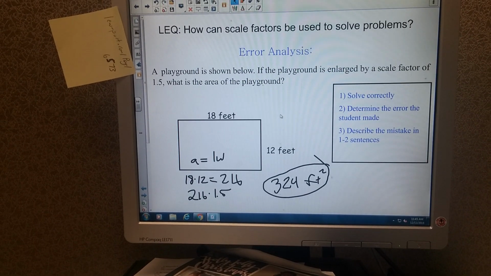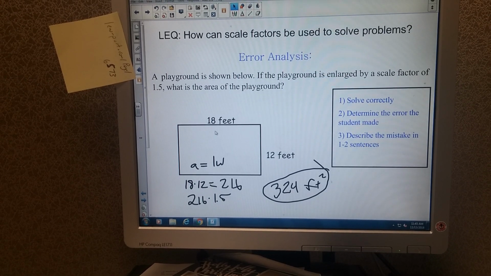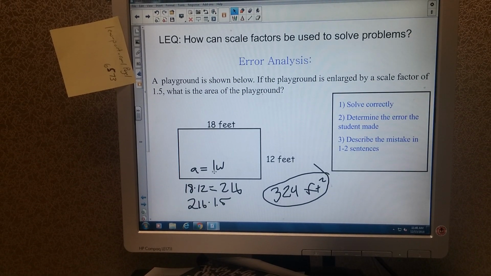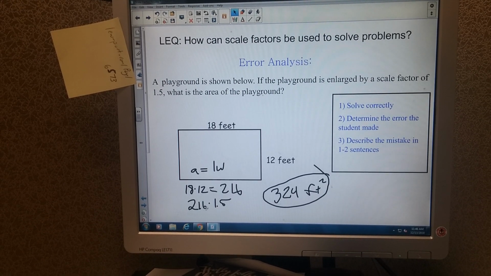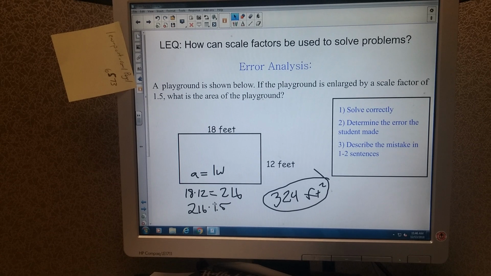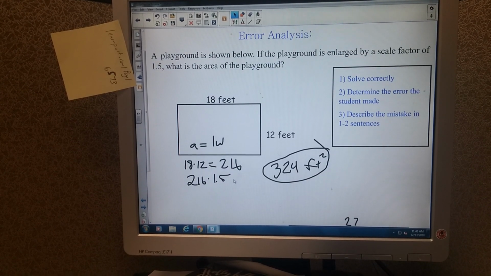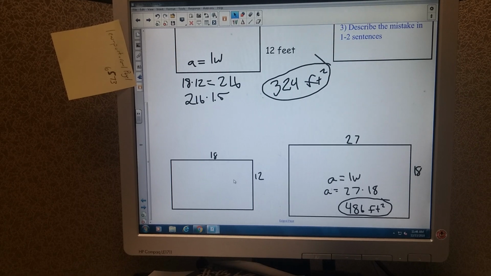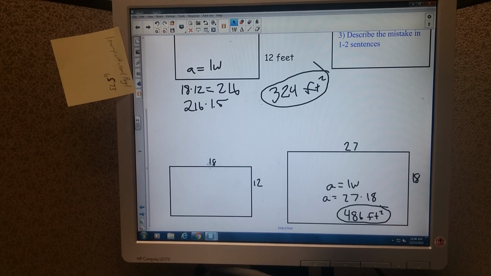Okay, so just looking at this, it looks to me what the student did is they found the area of this rectangle. They knew the formula was length times width. They did 18 times 12 and got 216, and then they did 216 and multiplied that by 1.5. But that's not right, because when you enlarge this by a scale factor of 1.5, what that means is the length is multiplied by 1.5.